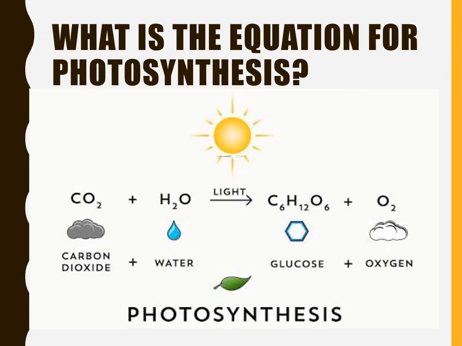Then next question, this question is also very important: what is the equation for photosynthesis? The equation is CO2 plus H2O, light and green pigment combine to form 6 carbon glucose, C6H12O6, and oxygen O2 is produced as a byproduct.